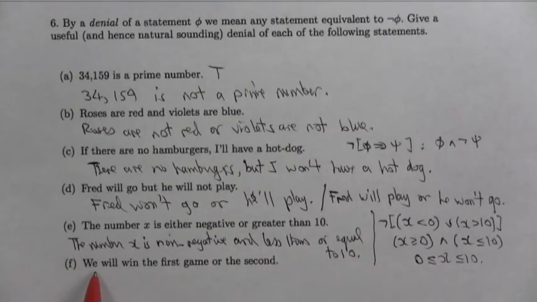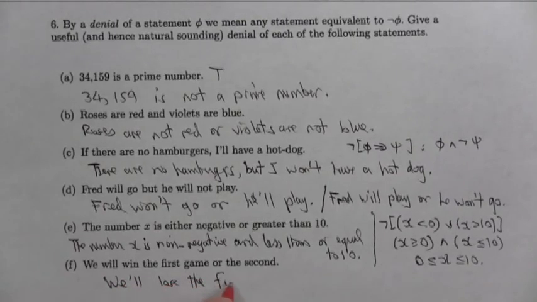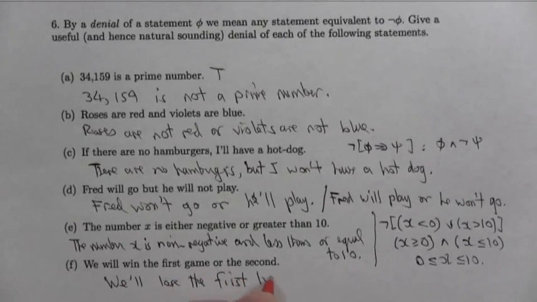The last one, part F, we'll win the first game or the second. The negation is that we'll lose the first game and we'll lose the second game, and the simplest way to write that is to say we'll lose the first two games.